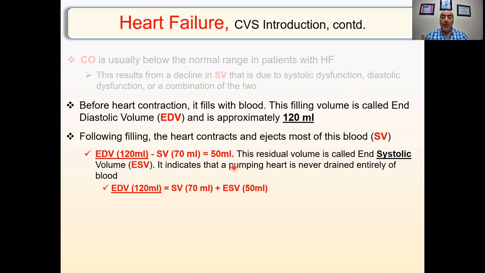Which indicates that the pumping heart is never drained entirely of blood. The end diastolic volume, if you try to count again, is 120 because it contains stroke volume 70 and end systolic volume 50, total 120.